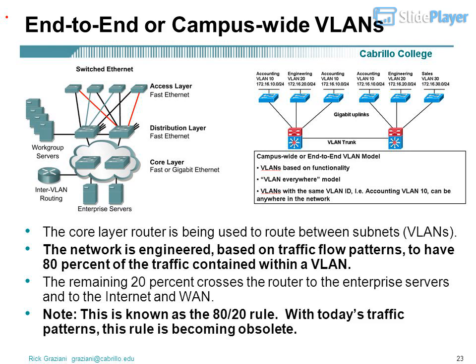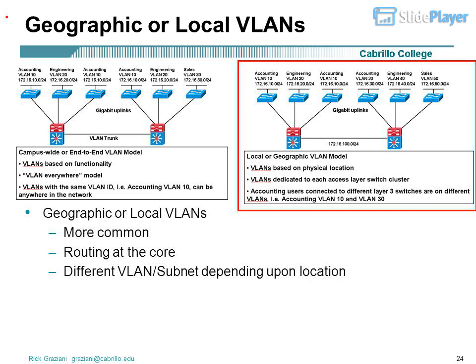Geographic or local VLANs are more common. They use routing at the core, with a different VLAN and subnet depending upon location.